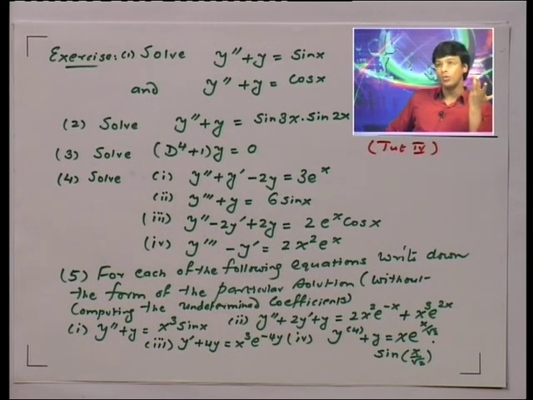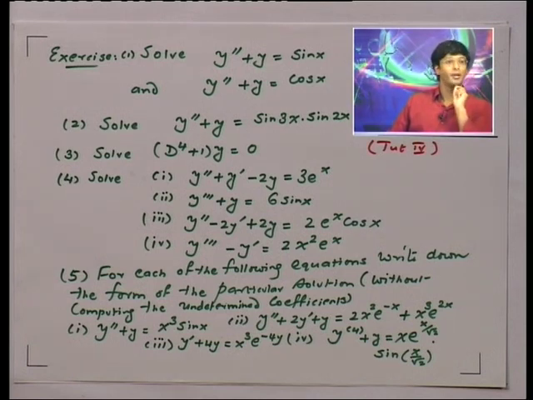Now, suppose for example I take y double prime plus y equal to sin x, the simple example. The form of the particular integral will be what? C1 cos x plus C2 sin x plus Ax cos x plus Bx sin x, and then I will be cancelling whatever is there in the complementary function. If you do not do it and you substitute the whole thing there, you are going to be doing unnecessary work. So that is a negative feature.